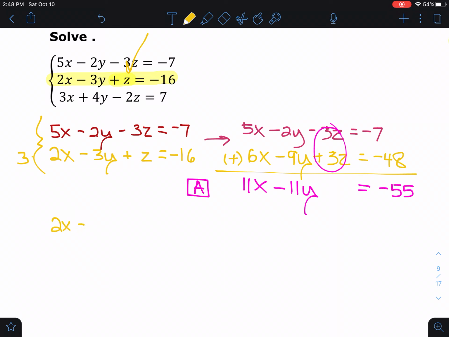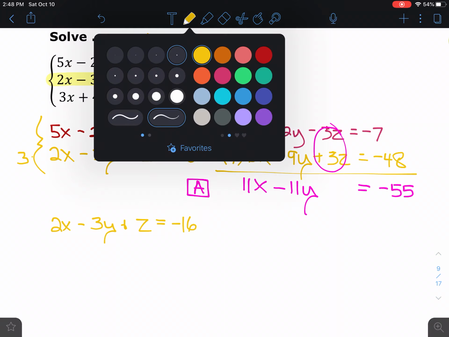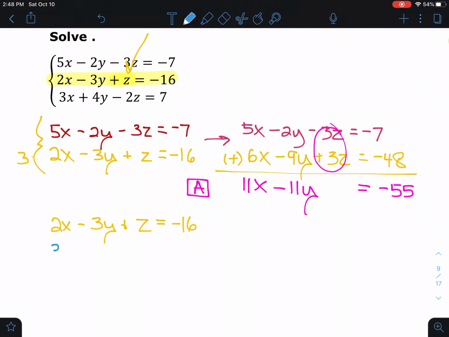2x minus 3y plus z equals negative 16. And now the bottom one is 3x plus 4y minus 2z equals 7. And now once again, we're going to get rid of z.